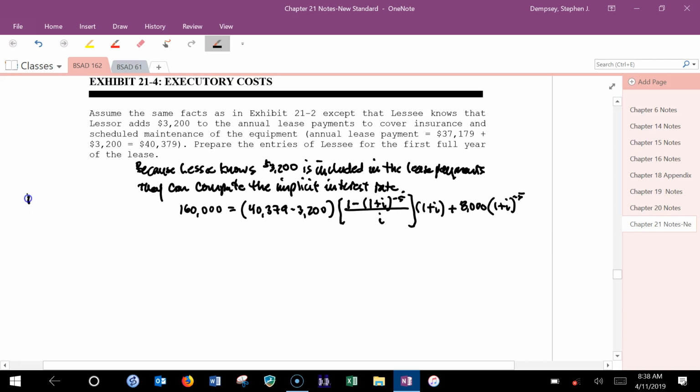And so if you set your calculator, let's go ahead and do that to the begin mode. And you just put in what you know. Always clear the registers, remember? And so what do we know? N is 5, right? We're looking for I, so I'm not going to do anything with that yet. We got a payment of how much? 37,179.